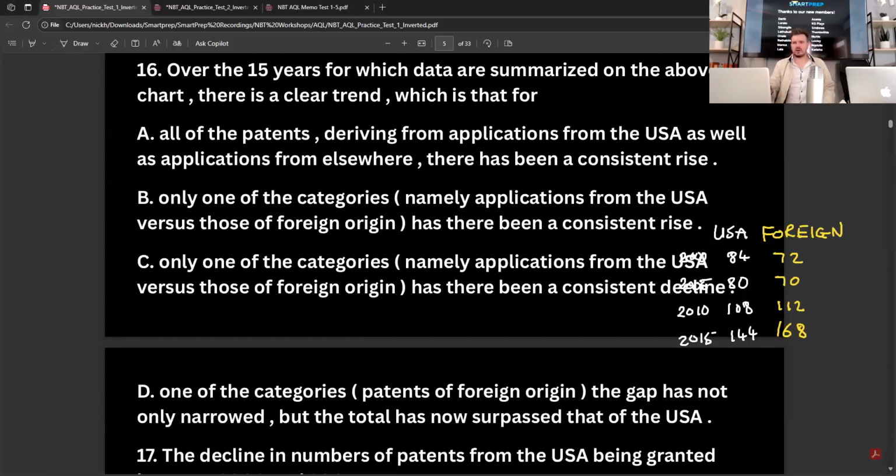Over the 15 years for which the data are summarized on the above chart, there is a clear trend, which is that for all the patents deriving from applications from the USA as well as applications elsewhere, there has been a consistent rise. That seems to be true. Only one of the categories, namely the applications for the USA, has been a consistent rise. That's not true.